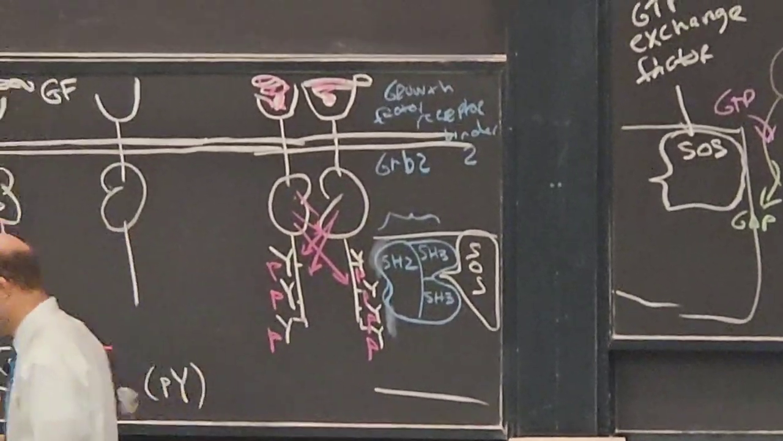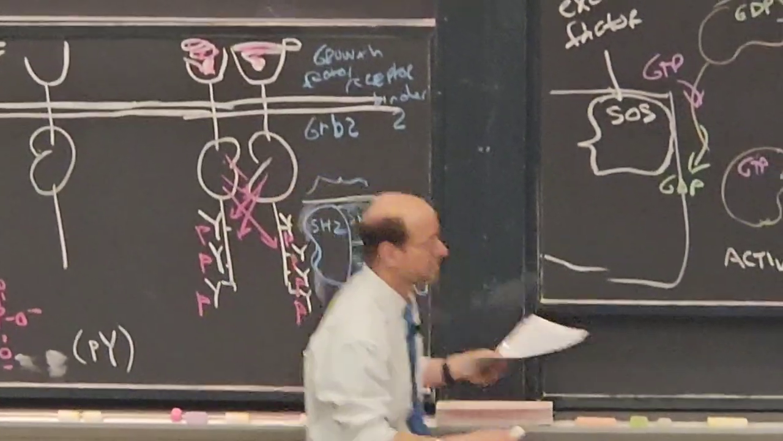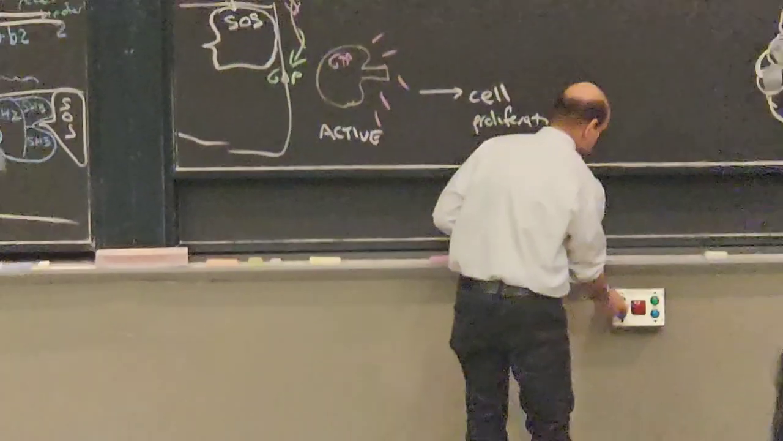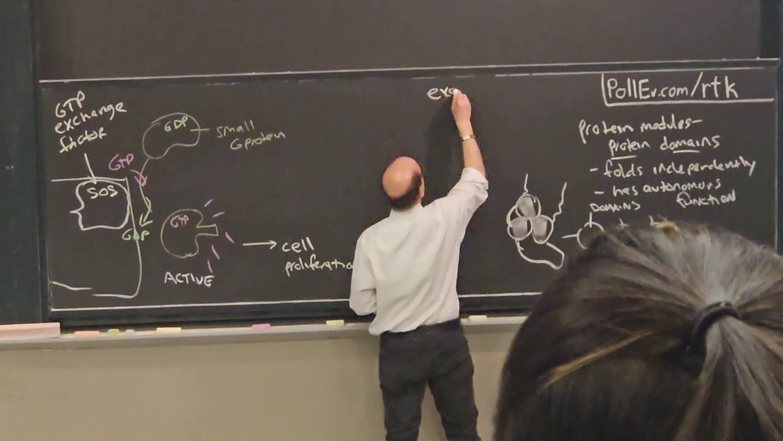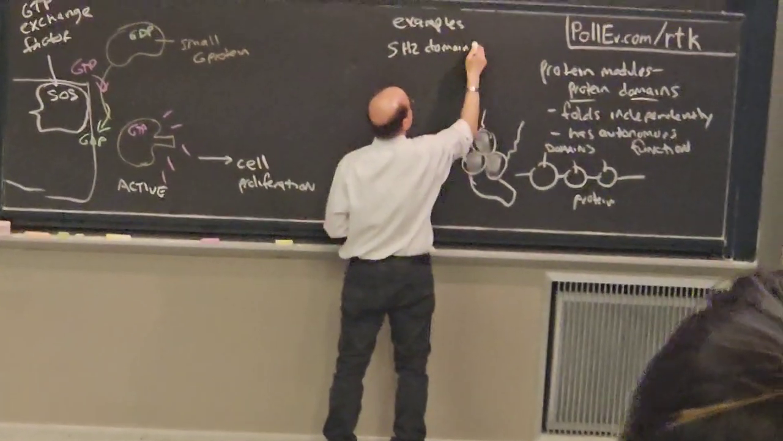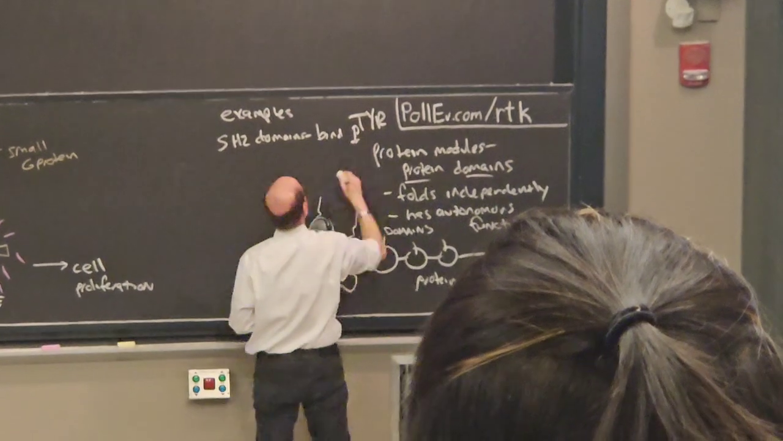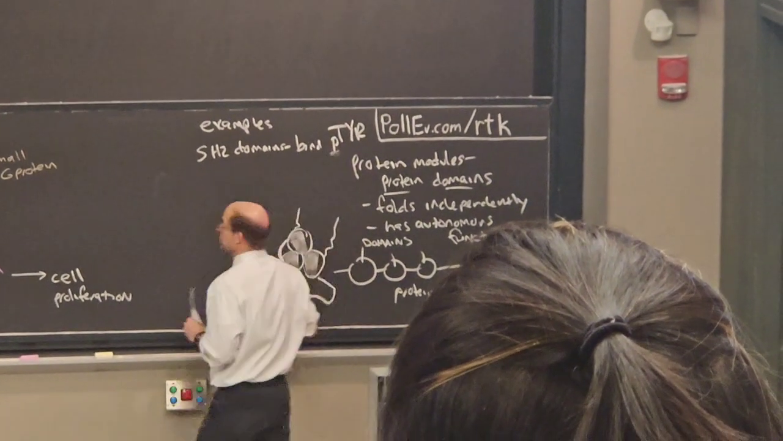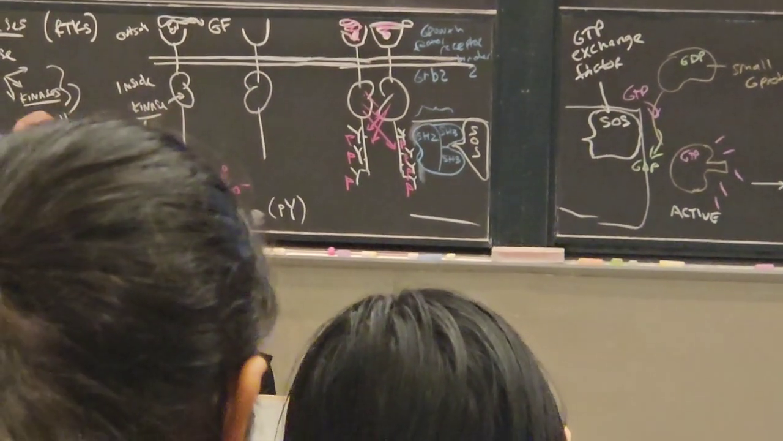And I've given this to you in the handout, and I'm just going to tell you examples of what these are, examples of particular domains. So in this case, SH2 domains specifically recognize phosphotyrosine residues, so that after I phosphorylate the tyrosines, these SH2 domains can bind.